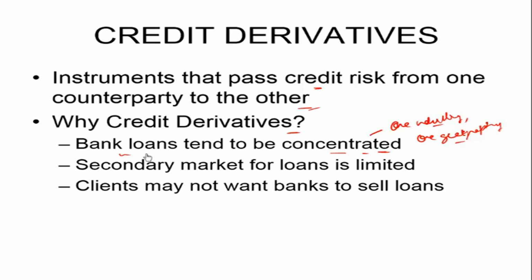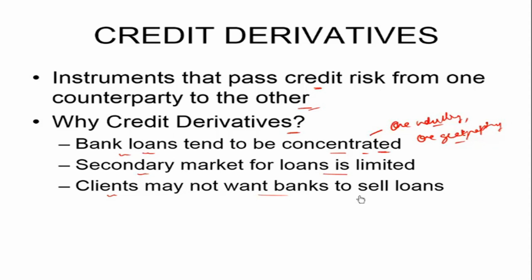A lot of times selling these loans is not very easy because the secondary market for loans is limited. So securitizing or getting them off the books may not be a simple process. An easier way would be to just buy a credit default swap, as we will see. Clients many times may not want banks to sell their loans to some other counterparty, because the business of banking is a lot about relationships. I've borrowed from you because I have a relationship with you. If you sell my loan to somebody else, it may not be good for future business and for the future of the bank and the client.